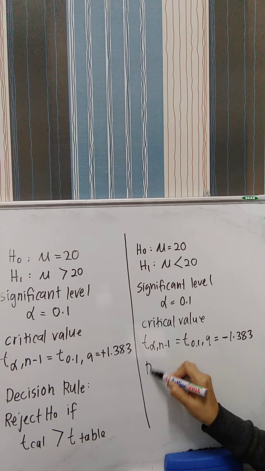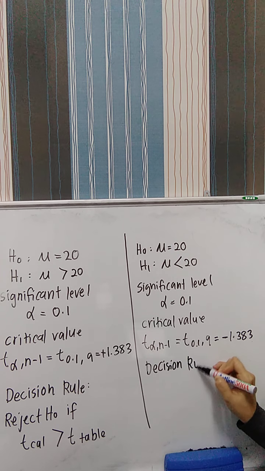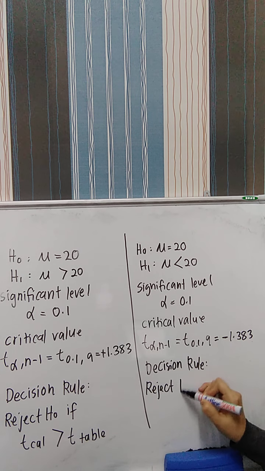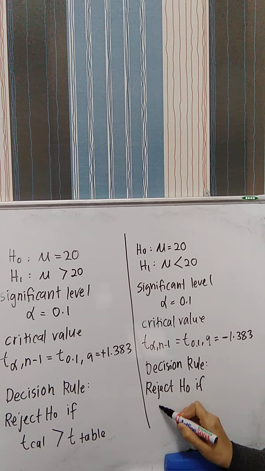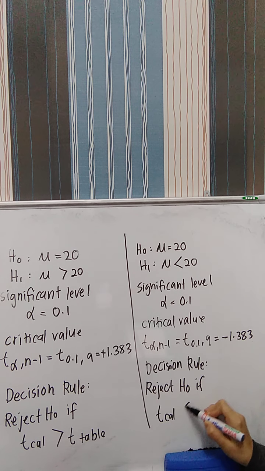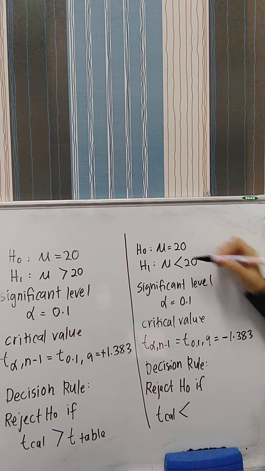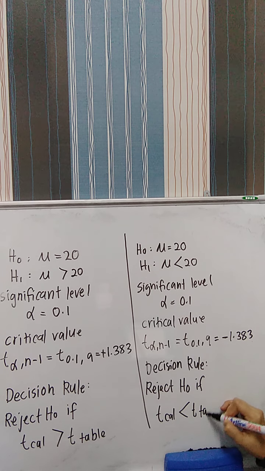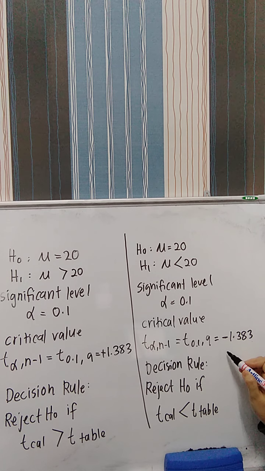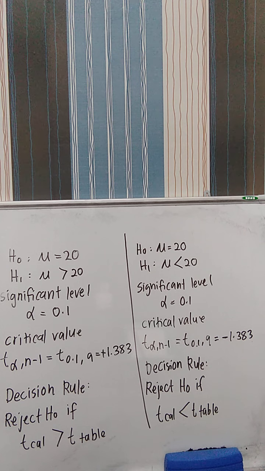And for the condition with less than, the decision rule is to reject H0 if T calculate, meaning the T statistic, is less than T table. Why less than? Because your H1 is less than. T table is the T from the critical value. Okay, this is the explanation for the t-test.